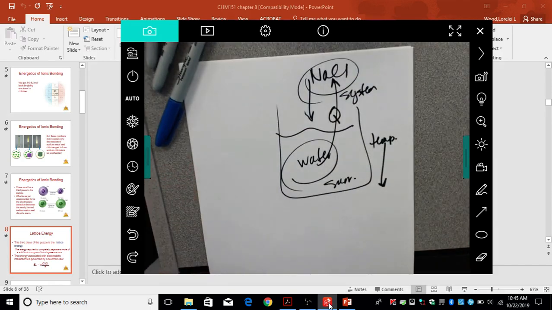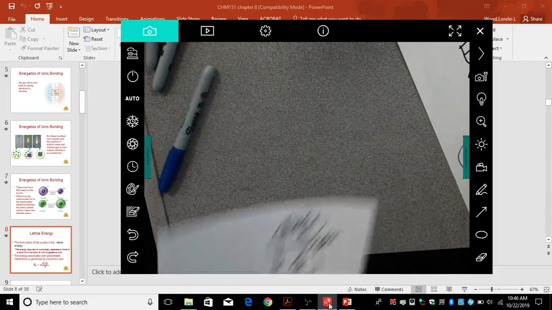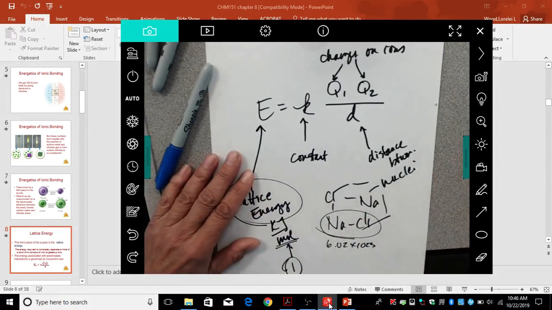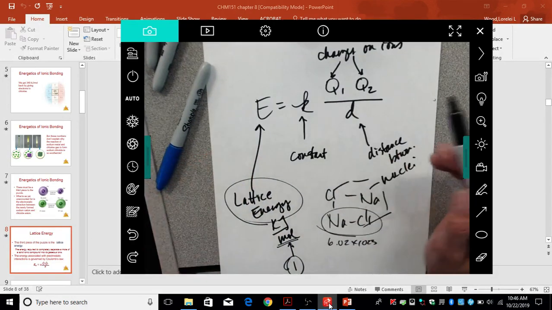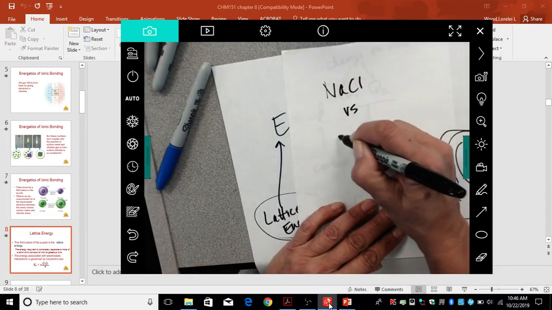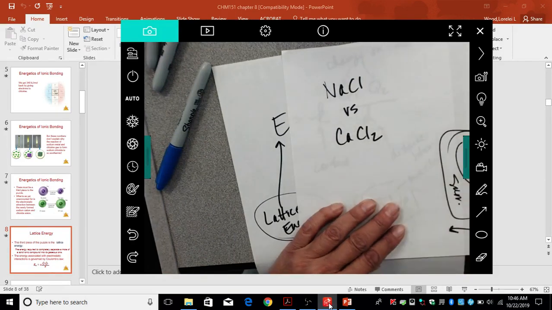So that is a measure of lattice energy. If we weighed out exactly 1 mole of sodium chloride and we dissolved it in water, we could figure out what the lattice energy was as it dissolved. So the lattice energy is described by this equation. So if we're saying something, for example, like lattice energy of NaCl versus CaCl2, for example.